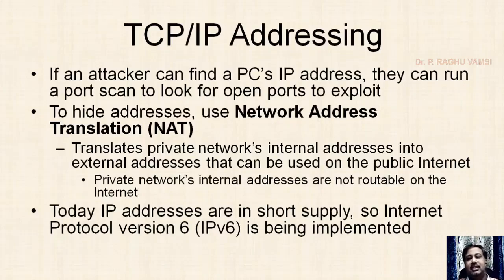To hide the addresses, it is better to use network address translation. Basically, network address translation deals with converting the public address to the private address and private to public, vice versa. So it translates the private network's internal address into an external address that can be used on the public internet.